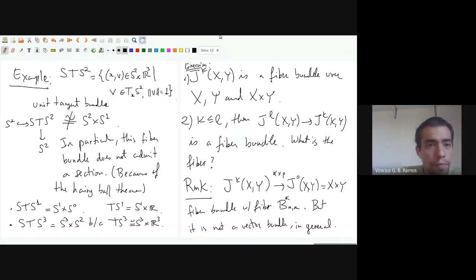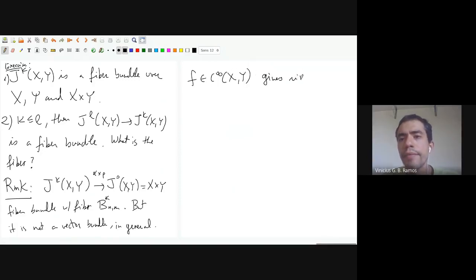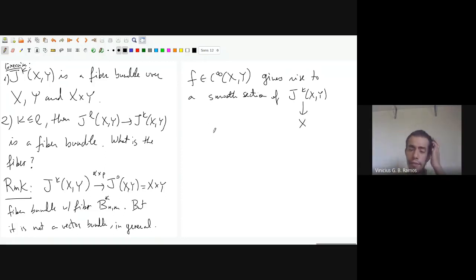What else did I want to say? Oh, the last thing I want to say today is that if you have a function, this gives rise to a smooth section of the bundle over X. So this is a map from X to J^K(X,Y).